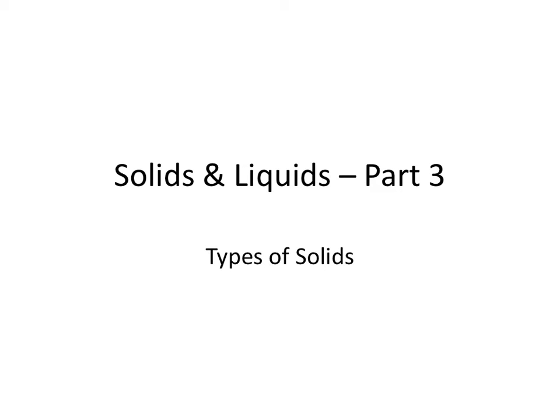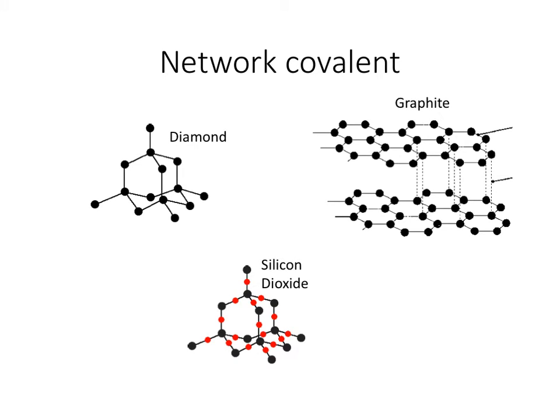Welcome back to Solids and Liquids. Today we're going to talk about types of solids. And so let's go ahead and go. First up is network covalent.